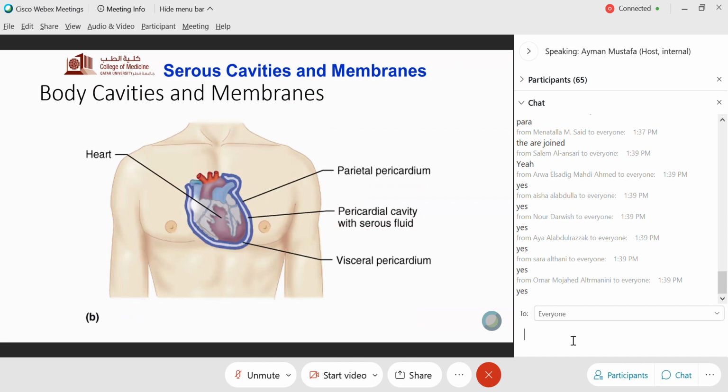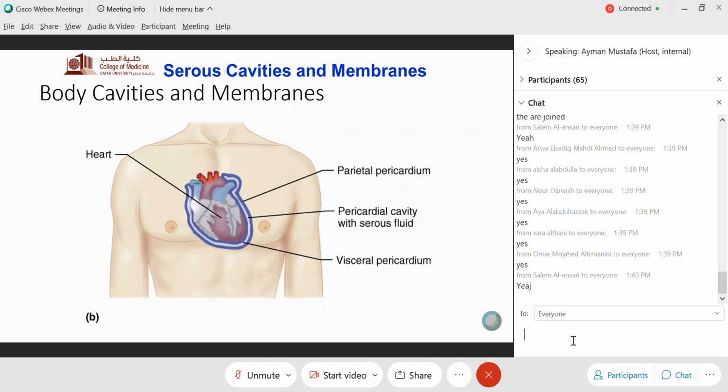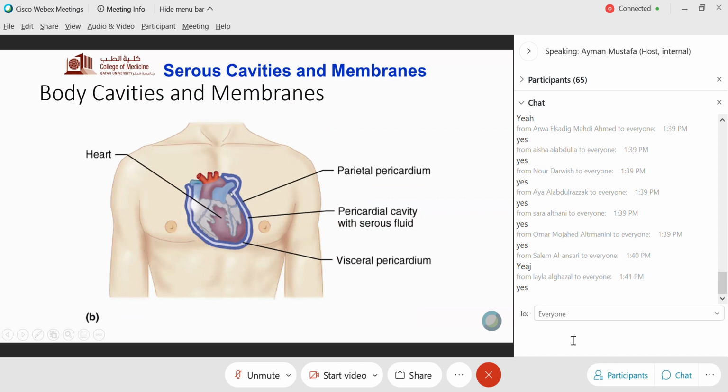Each membrane is composed of two layers. Are you with me? Two layers. Are the layers separated? No, they are connected with each other. Look at the dark blue line here. This represents the serous cavity of the heart. It has two layers. The two layers are connected with each other. And I'm going to have a space between them. This space will have a small amount of fluid so that friction will be decreased.